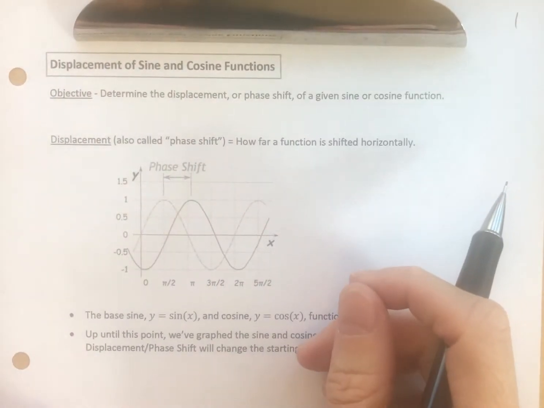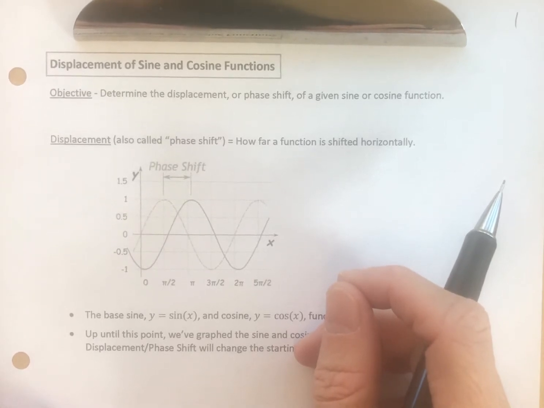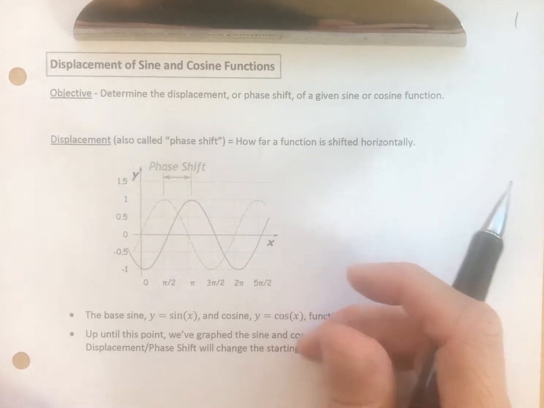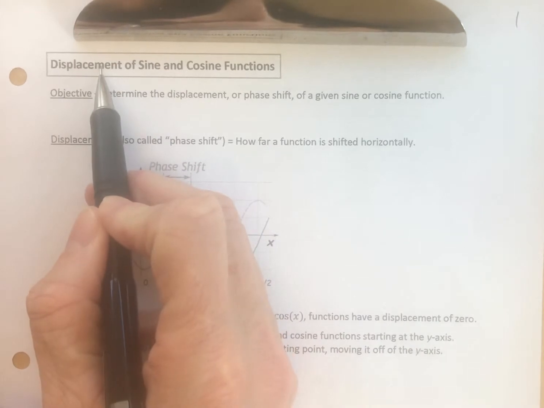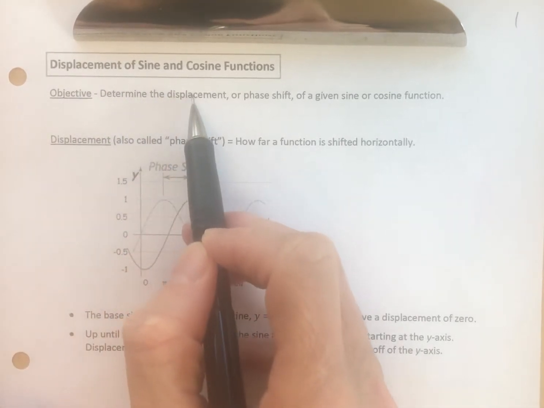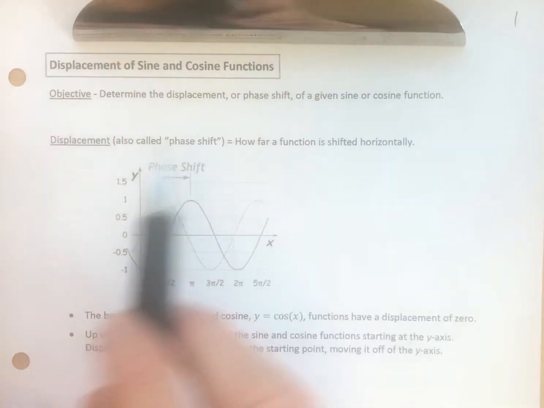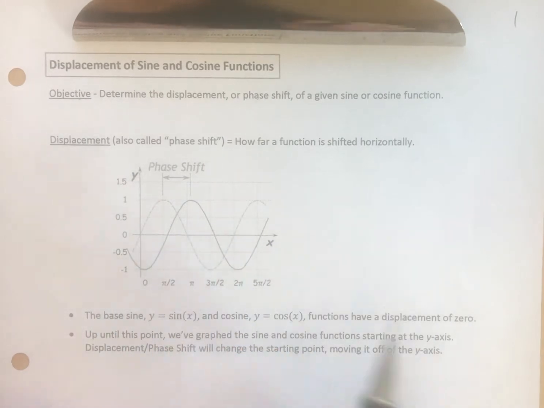Okay, so thus far in our study of the sine and cosine graphs, we've looked at the base graph, we've looked at the amplitudes, and we've looked at the periods. In this video, we're going to talk about the displacement. Our objective: determine the displacement, also called the phase shift, of a given sine or cosine function.